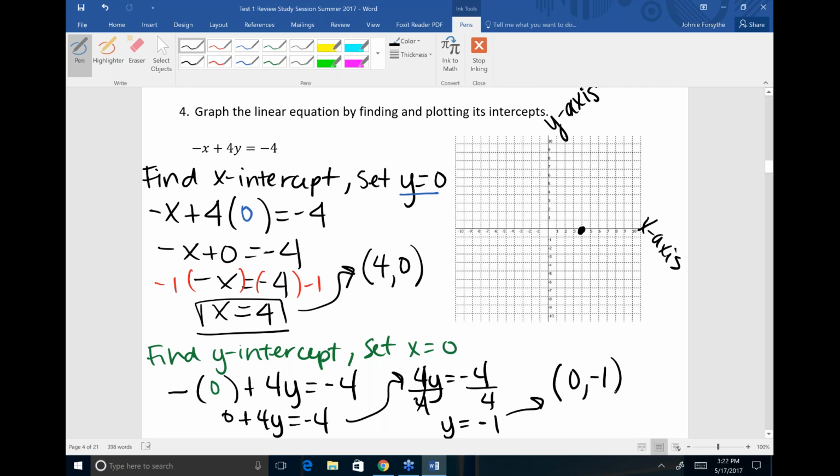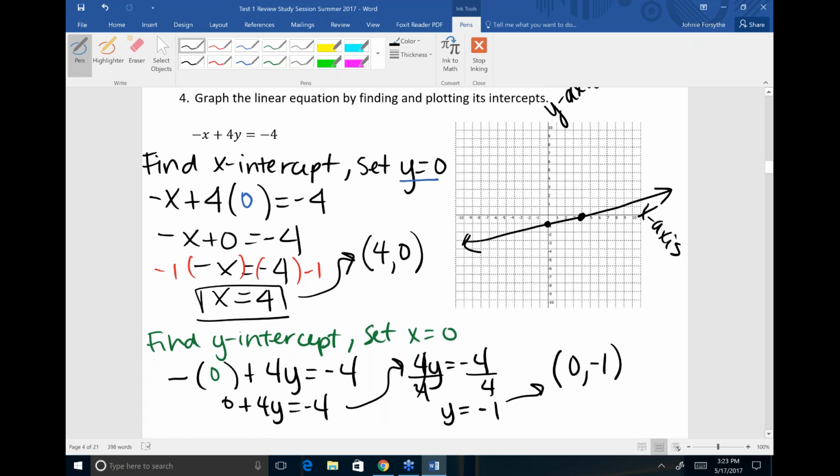So let's plot that intercept that is on the y-axis because it's a y-intercept. So I'll go to negative 1 on the y-axis. And all you need is at least 2 points to graph a line. I have my 2 points. And my line will look something like that. Okay. All right. Any questions on that one? Okay.